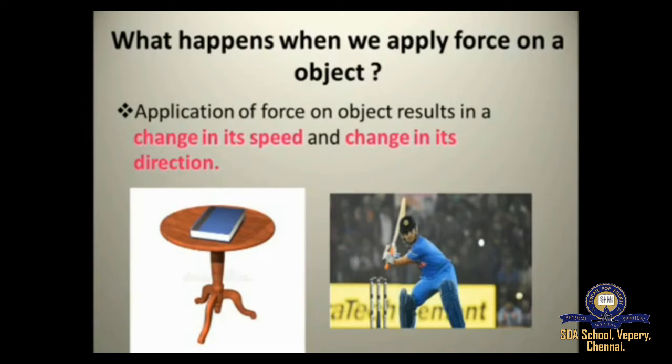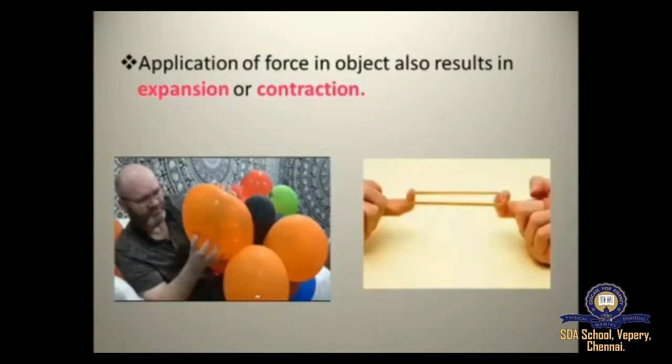Similarly, what happens when a batsman hits a ball? The ball is already in motion, but the speed of the ball increases. Moreover, the direction of the ball also changes. So, the first one is the application of force on an object results in change in its speed and change in its direction. So, we'll move to the second one.